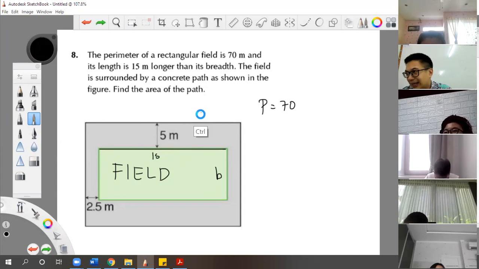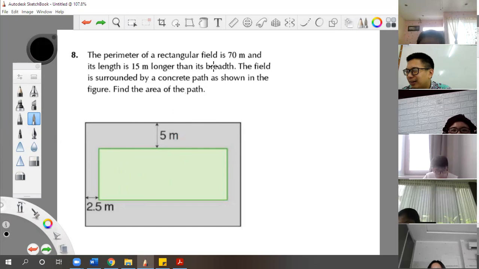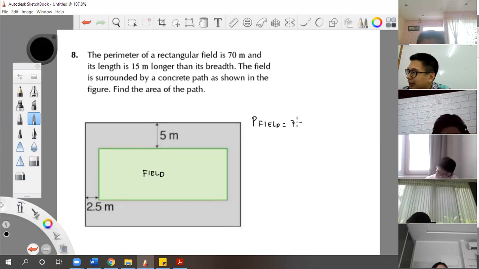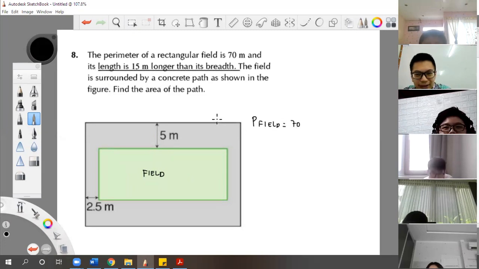Tulis ulang supaya lu ngerti. Ini kan fieldnya, a perimeter of a rectangular field. Ya, ini rectangular. Fieldnya yang hijau ya pokoknya. Is 70, perimeternya 70. Kita belum bisa masukin apapun kan. So the perimeter of field equals 70. Terus the length is 15 meter longer than its breadth. Wah, capek ini kerjainnya. Breadth yang mana? Ya, ini pasti length-nya, right? Tapi length-nya dibilang 15 meter longer. Jadi ini kita ganti L-nya jadi B plus 15.